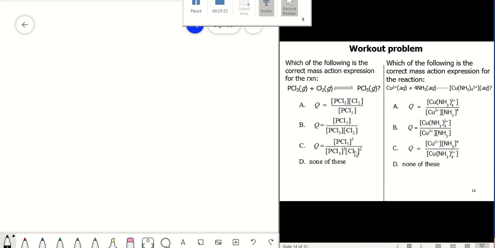This is completely wrong. These exponents that you see right here, we don't use those exponents. What are the exponents? Exponents are stoichiometric coefficients. Okay, remember that. All right, moving towards the example on the right.